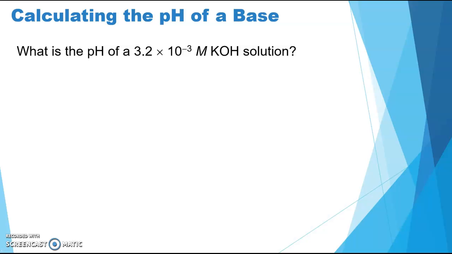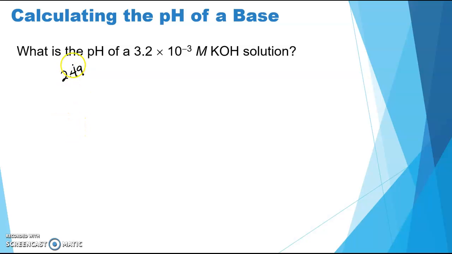All right, so moving past that one, what about if it's a base? What is the pH of a 3.2 times 10 to the -3 molar potassium hydroxide solution? Now, let me tell you what I know a lot of students want to do. What I myself would very likely do is exactly what we just did. I would do negative log 3.2 times 10 to the -3rd. And you know what I would get?